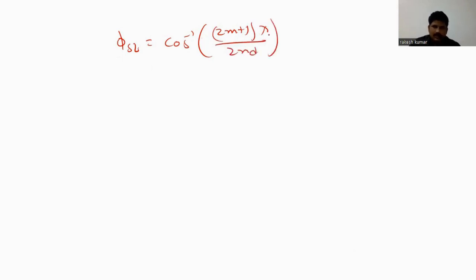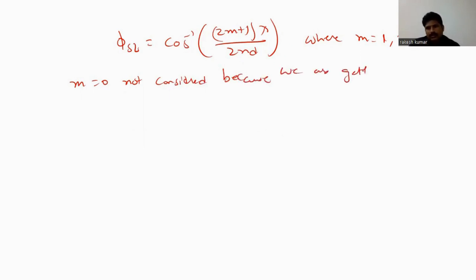Next, from this, the value of phi of side lobes is equal to cos inverse of (2m plus 1) into lambda by 2nd. This is the expression where the value of m is equal to 1, 2, 3. Here m is equal to 0 is not considered because we are getting the major lobe for m is equal to 0.